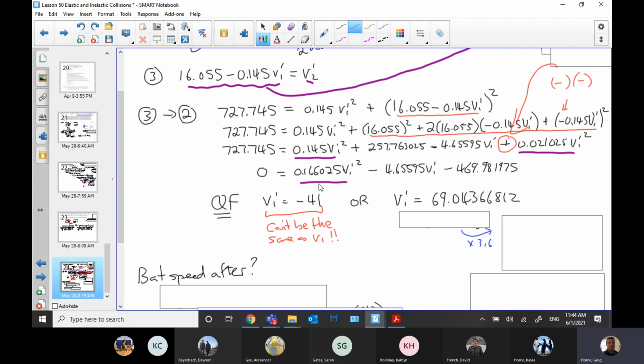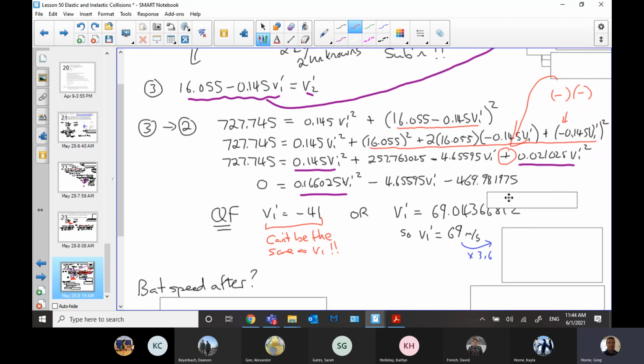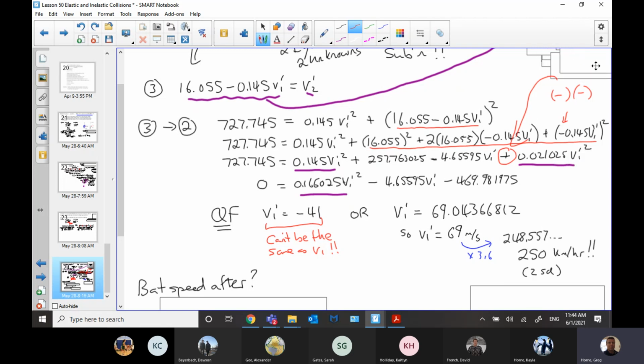So could the final velocity of the bat be the same as it was? I don't know what that's saying. V1 prime, I forget which one's which. Basically, we're saying that one can't be the same as it was. I have to look at the numbers we started with. So we're getting, instead, a final velocity of the ball. Yeah, this is for the ball. Sorry, this is for the ball.